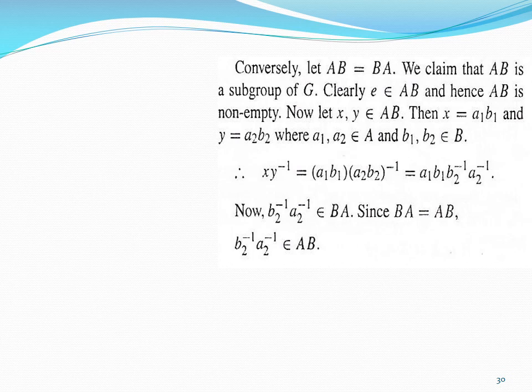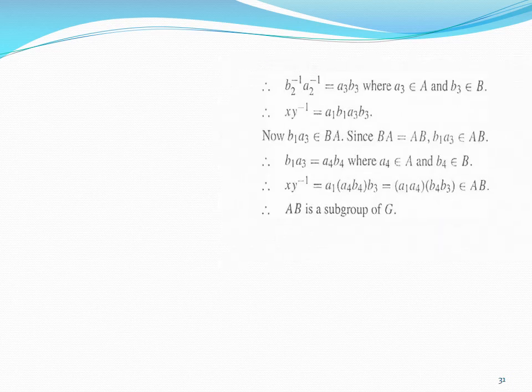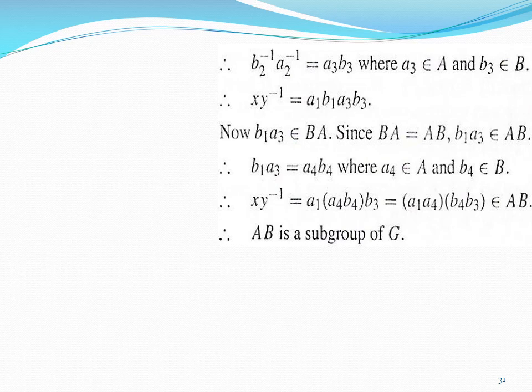So it belongs to AB means in the set AB we have only elements of the form a into b. So b2 inverse a2 inverse can be written as a3 b3, where a3 belongs to capital A, b3 belongs to capital B. Therefore, xy inverse equal to a1 b1 into a3 b3. Now, in the middle, b1 a3 belongs to BA, but BA equal to what? AB. So b1 a3 can be written as a4 into b4 only, where small a4 belongs to capital A, small b4 belongs to capital B.